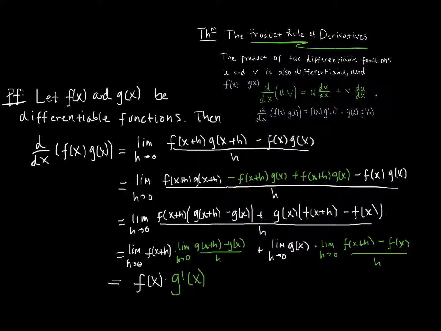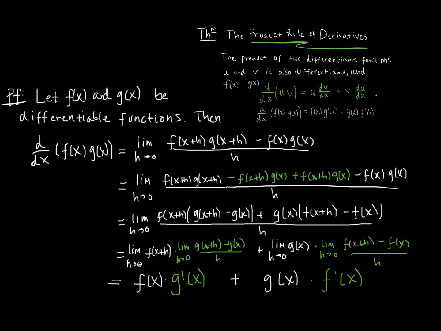Now, over here, I have the limit as h approaches 0 of g of x. Well, there's no h involved here whatsoever, so I can substitute in, and this will just be g of x times the limit as h approaches 0 of f of x plus h minus f of x over h. In other words, the definition of the derivative of our function f. So this is just f prime of x.